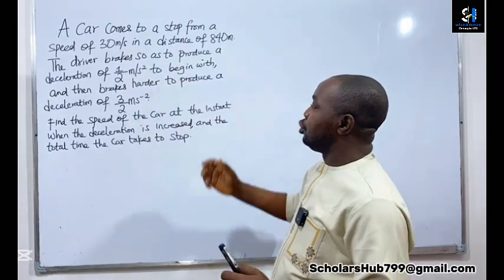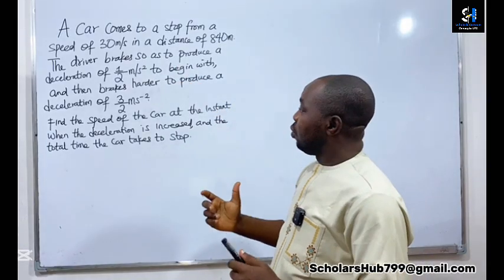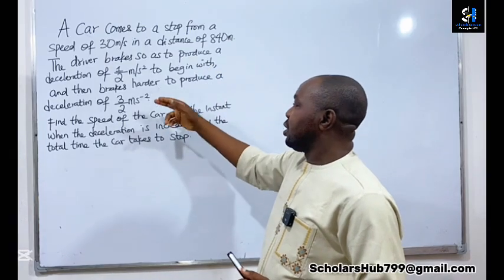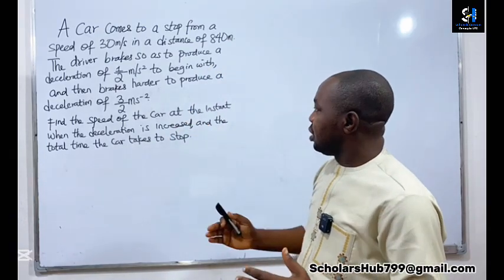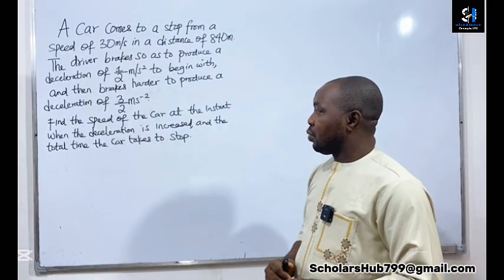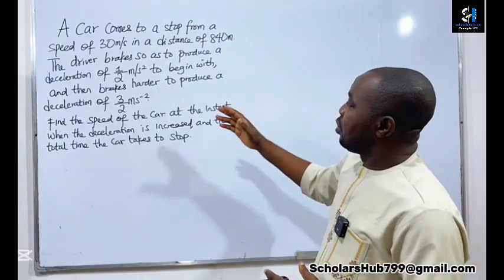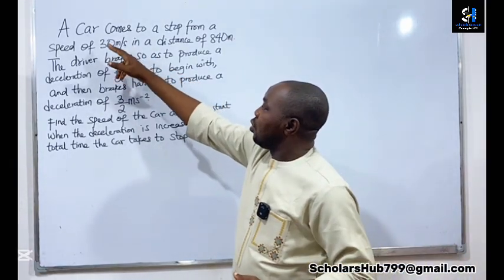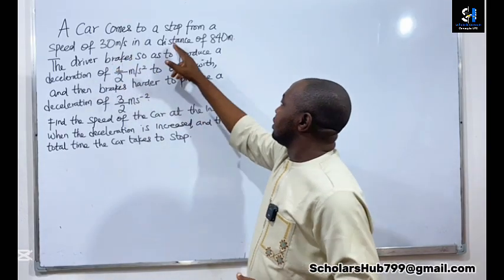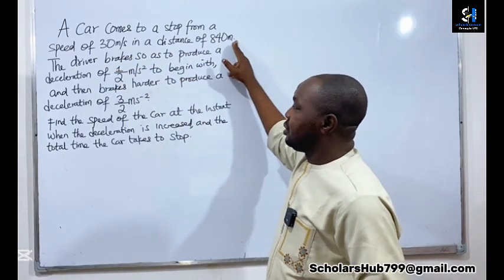the driver brakes so as to produce a deceleration of 1/2 meters per second square to begin with, and then brakes harder to produce a deceleration of 3/2 meters per second square. Okay, so which means what we are given here is that the car comes to rest, it comes to a stop, when the distance is 840 meters.